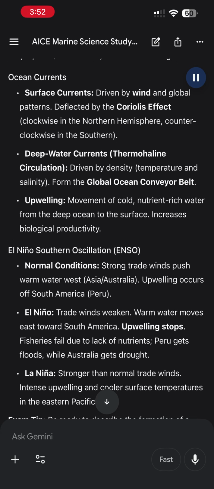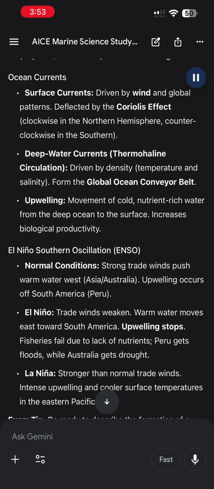Surface currents, driven by wind and global patterns. Deflected by the Coriolis effect, clockwise in the northern hemisphere, counterclockwise in the southern. Deep water currents. Thermohaline circulation, driven by density, temperature, and salinity. Form the global ocean conveyor belt.